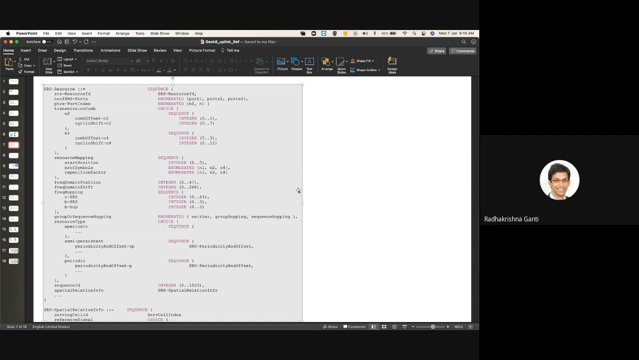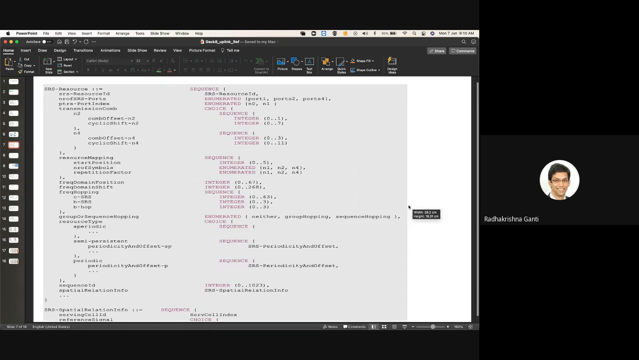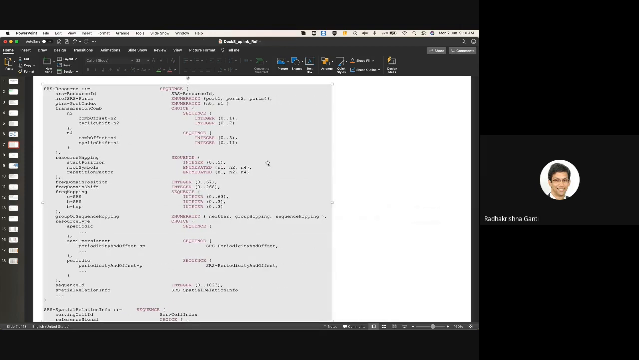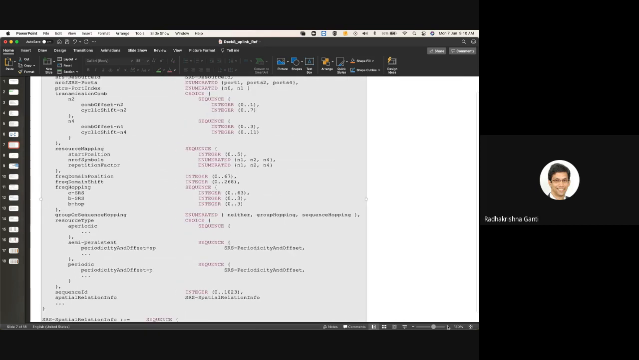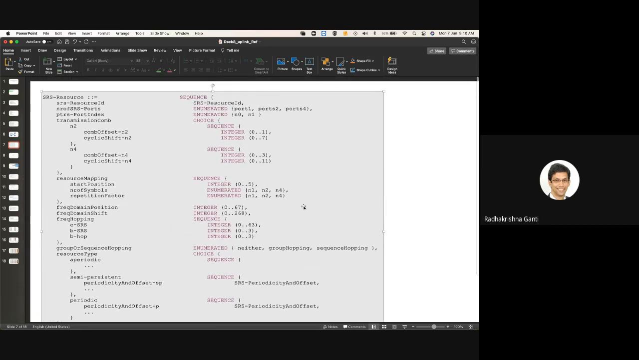So this is the main RRC parameter for the SRS. You can choose the transmission comb, either N2 or N4. In N2, you can also specify the cyclic shift: 8 cyclic shifts are allowed, 0 to 7, and in N4, 12 cyclic shifts are allowed, 0 to 11. The comb offset is essentially the offset in the frequency domain. We will come to that later.